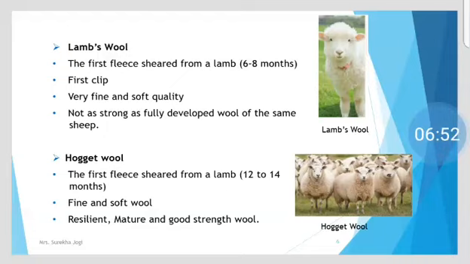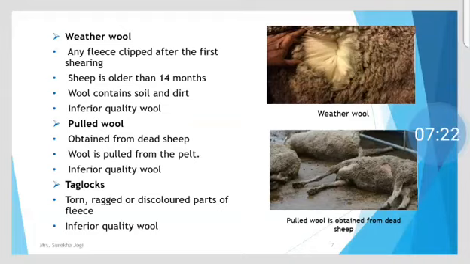Next is hogget wool. When wool is sheared from a 12 to 14 month old sheep which is not previously shorn, it is called hogget wool. This wool is also the first clip. First clip means it is the first shearing or first cutting. Like lamb's wool, this wool is also fine and soft, but it is mature and has better strength than lamb's wool. Let us see the next wool.